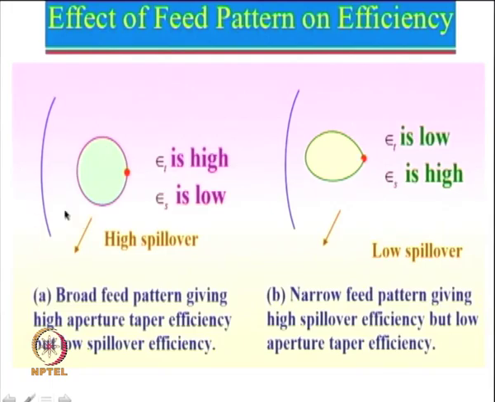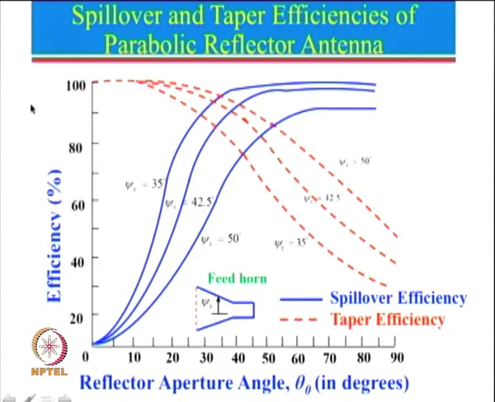So you can see that for the same reflector antenna, depending upon the beam pattern, in one case this is high, this is low, in the other case this is low, this is high. So if you look at the product of these two, which some of the books define as aperture efficiency, I will just show the plot here quickly. So here is the spillover and taper efficiency. We have shown efficiency on this side and reflector aperture angle on this side. You can see that this is the angle psi, which is actually denoting the half power beam width of the feed horn, and here we have different plots.